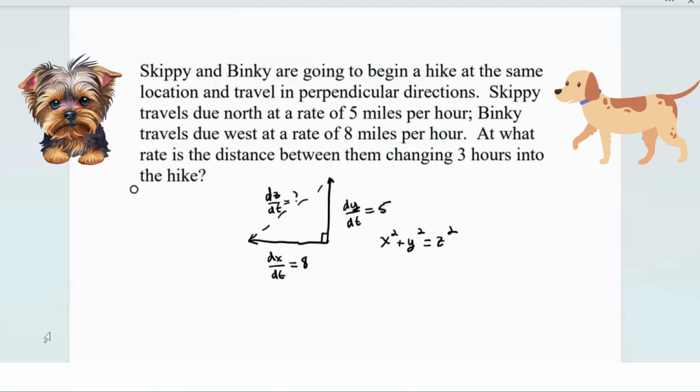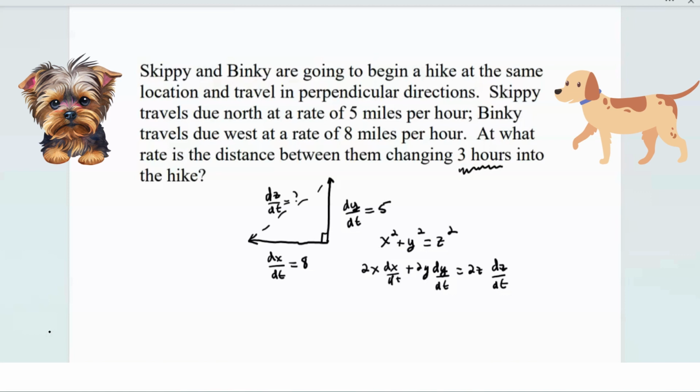And to get the rates involved, we're going to take the derivative left to right implicitly. So we get 2x dx/dt plus 2y dy/dt is equal to 2z dz/dt. Okay, so what's different about this problem is they don't give us the distances. They don't give us x, y, or z. So what we have to do is use this information here.